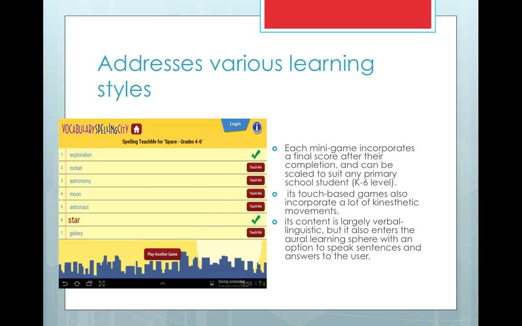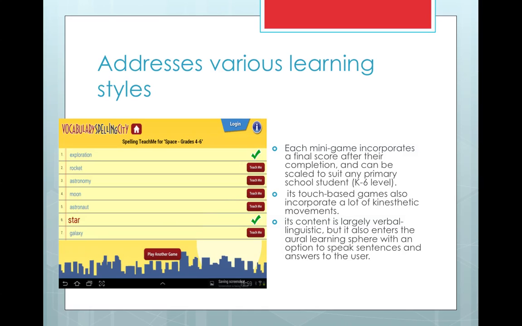The SpellingCity app incorporates multiple learning styles into a fun, gaming environment. The app contains over 6 mini-games, offering a variety of learning activities within each one. These mini-games range from a variation of Hangman to a memory word game. Each mini-game incorporates a final score after their completion and can be scaled to suit any primary school student, levels kindergarten to 6. Its variety of learning styles is a major reason why this app is such a fun app to play and learn.